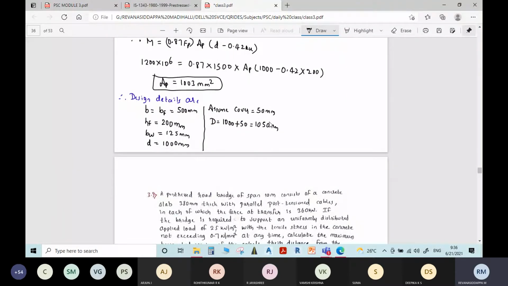Finally, the area of pre-stressing steel AP is equal to 1000 mm square. You write a small diagram of an I section. Write all the dimensions fixed and the area of pre-stressing steel required in the diagram. You write a little bigger diagram; here I don't have the space.